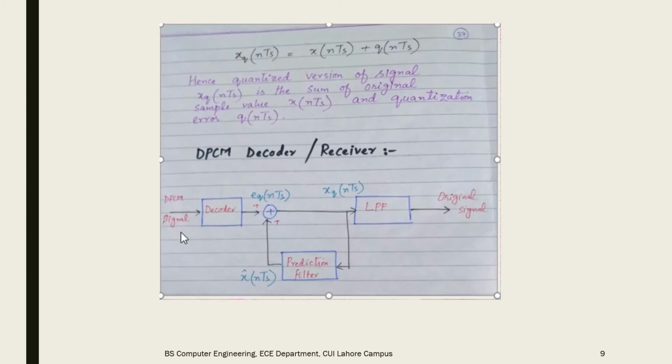The prediction filter output and the quantized error signal are summed up to give the quantized version of the original signal. Thus the signal at the receiver differs from the actual signal by the quantization error Q of nTs, which is introduced permanently in the reconstructed signal. So the signal Xq of nTs will pass through a low pass filter and be converted into the original analog signal. So this is how the receiver for DPCM works.